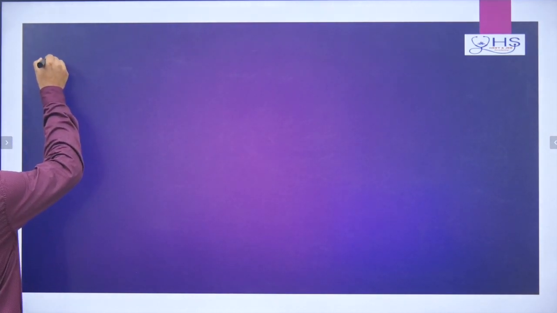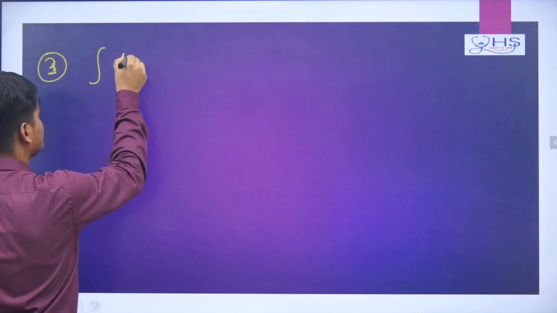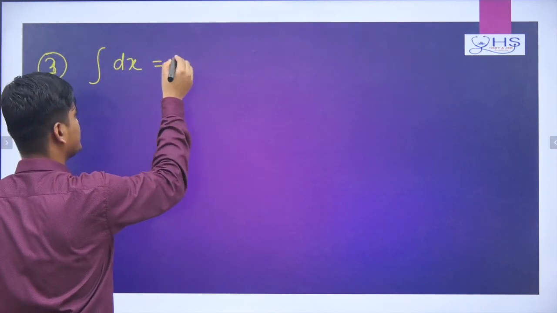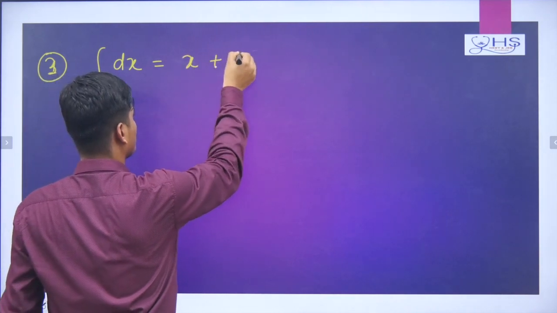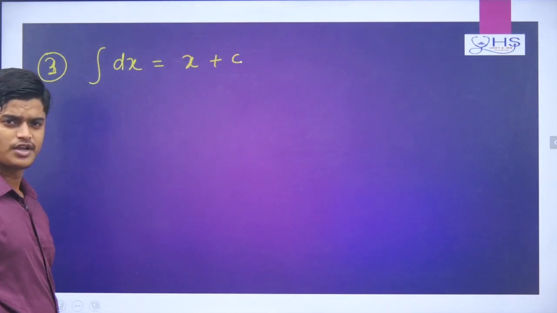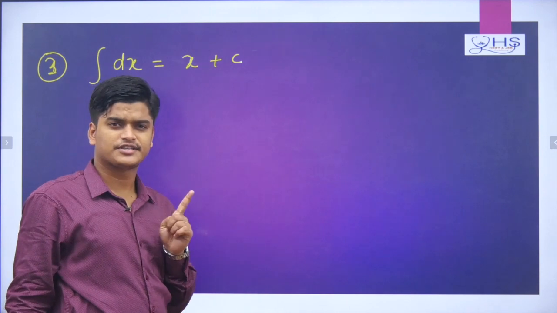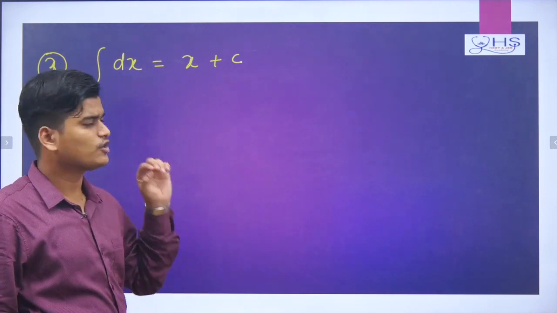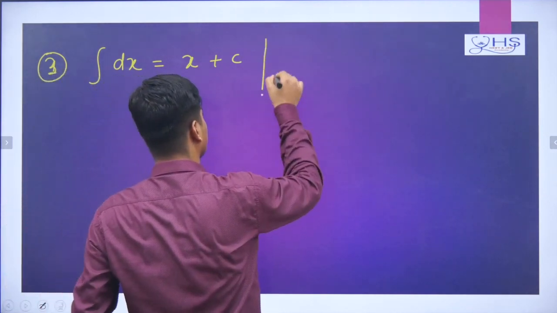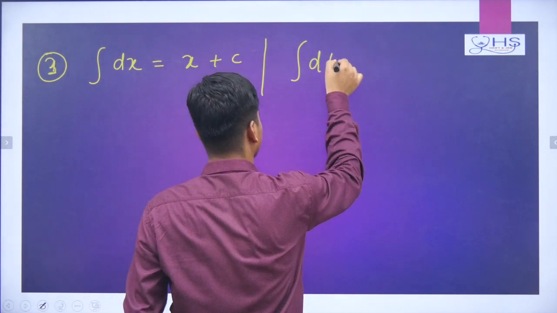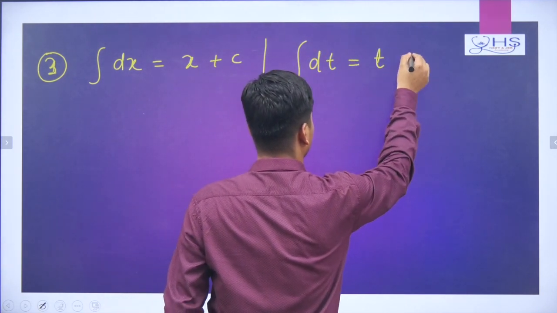Now we will go to the formulas. The first formula, let me write here number 3. The integration of dx, if you want to find it, will be nothing but x plus some integration constant. This integration constant in physics we sometimes use if necessary, otherwise we will not take it. Similarly, the integration of dt will be t plus c.